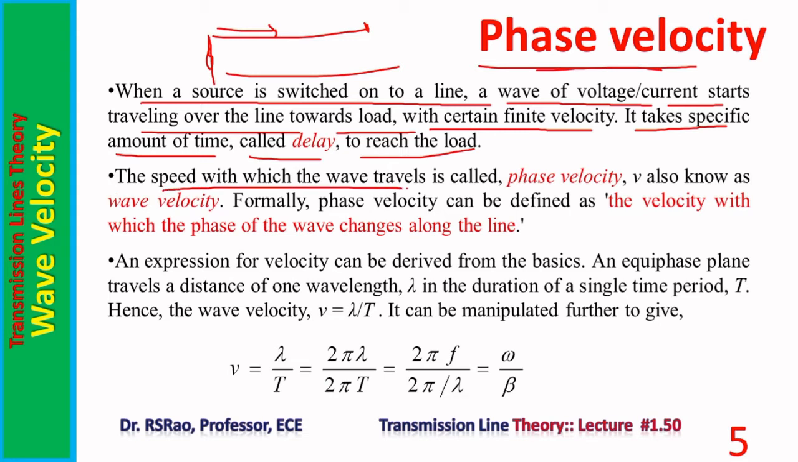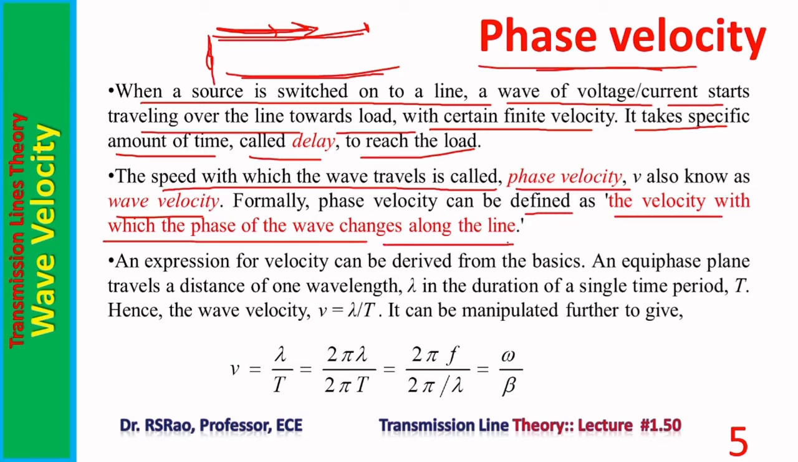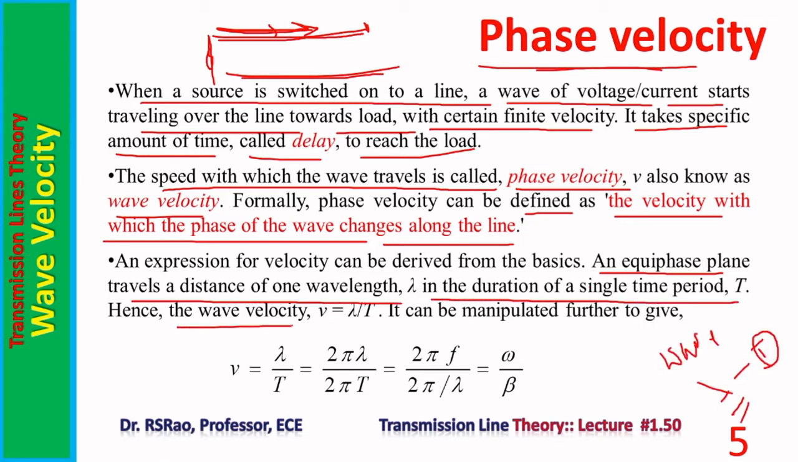The speed with which the wave travels is called phase velocity. What is the velocity with which it travels? It is phase velocity. It depends upon parameters of the line. It is phase velocity, V, also known as wave velocity. Formally, phase velocity can be defined as the velocity with which phase of the wave changes along the line. An expression for velocity can be derived from the basics. An equiphase plane travels a distance of one wavelength in the duration of a single time period. Hence, the wave velocity is V equal to lambda by T.